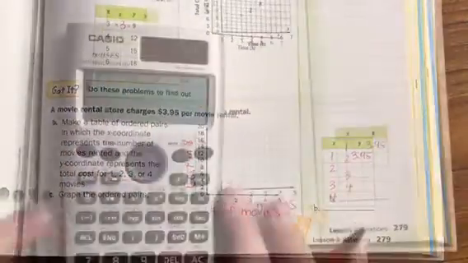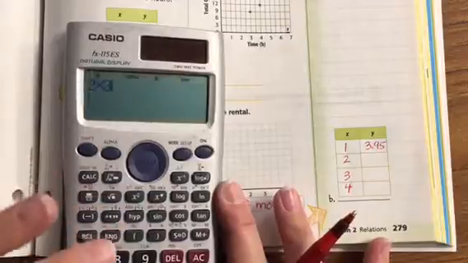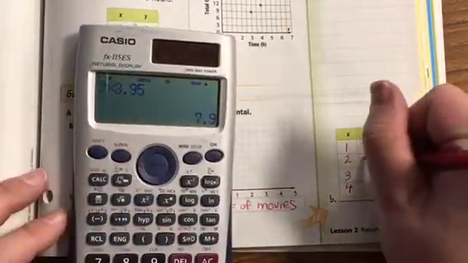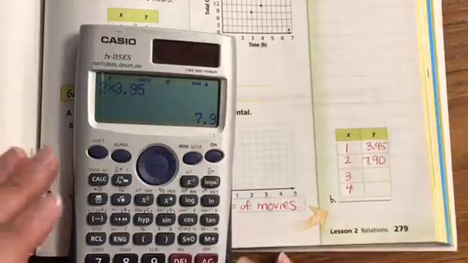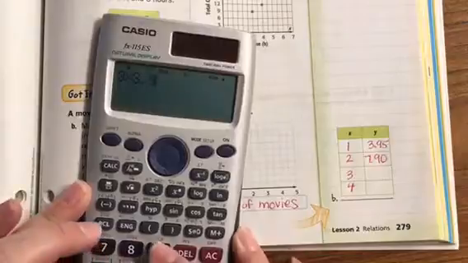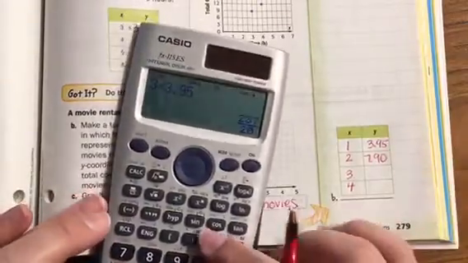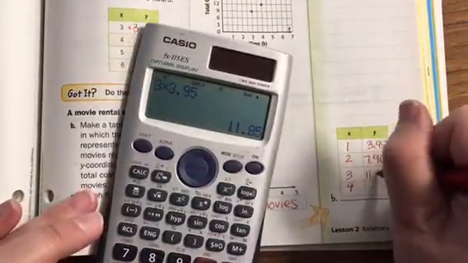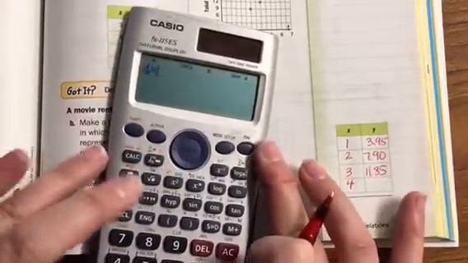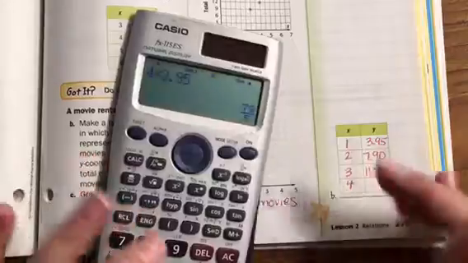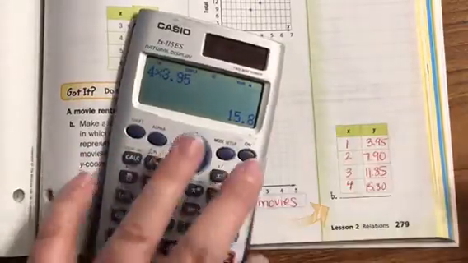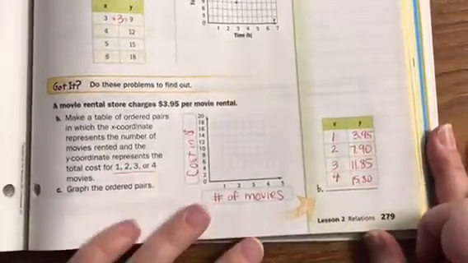You want it? Okay. So then we did 2 times $3.95, and you get $7.90. And then we're going to do 3 times $3.95 and get $11.85. And then 4 times $3.95 and get $15.80. And then we just have to graph those.